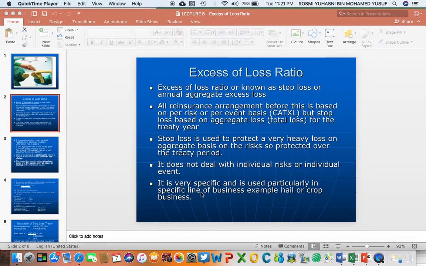It is very specific, and it is used particularly in specific lines of insurance business, such as hail insurance or crop business. So normally agriculture insurance or agriculture reinsurance, like crops, paddy fields or rubber. Any agriculture activities which have insurance on them face a risk of damage to crops as a result of adverse weather such as flood or heavy rain, or maybe during a season where there is no rain, when the crops will get damaged. These are the types of property or agriculture protected by the insurance, and this is very suitable for stop loss reinsurance to protect this type of subject matter.